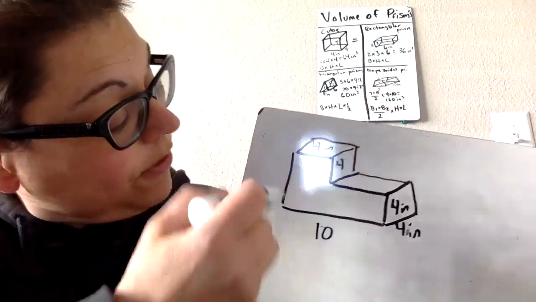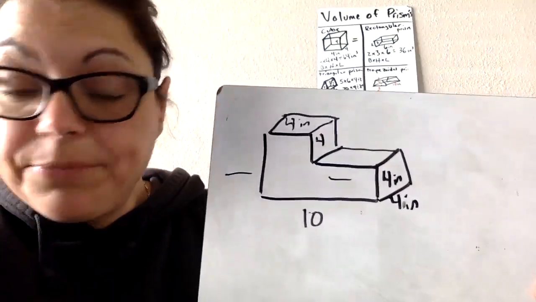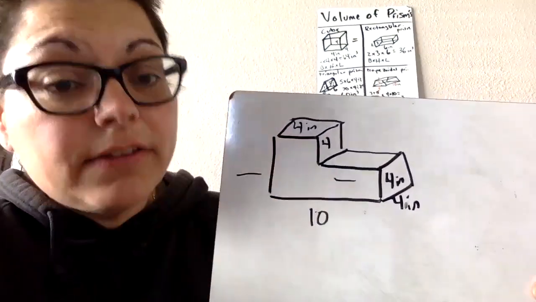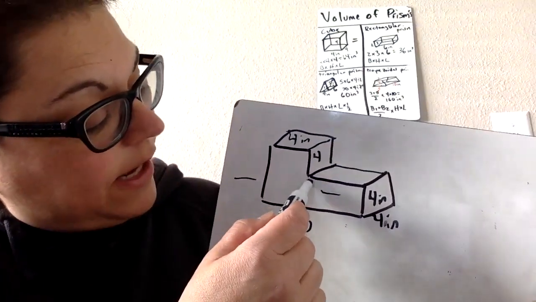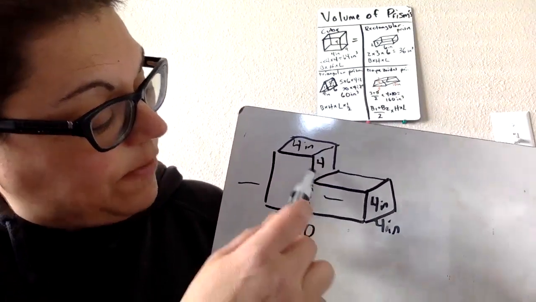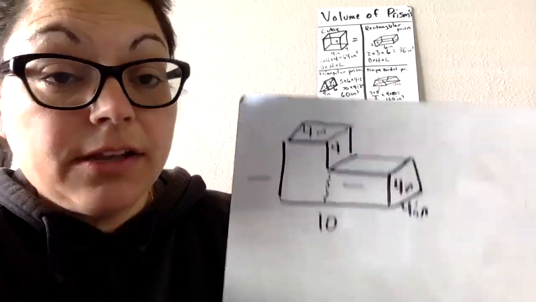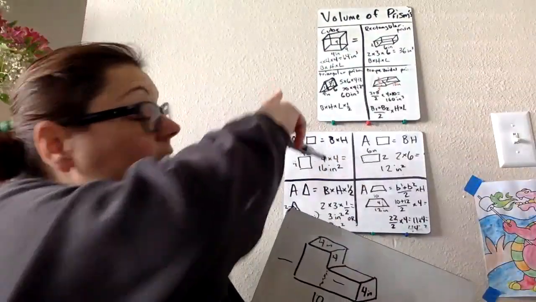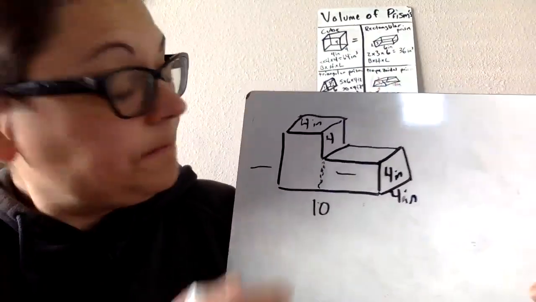So first we need this one, and obviously we need that one. I know some of you already know what it is, because we've done this before. So let's create that imaginary line right there. Then we can separate it into two different rectangular prisms, because we know how to find those.